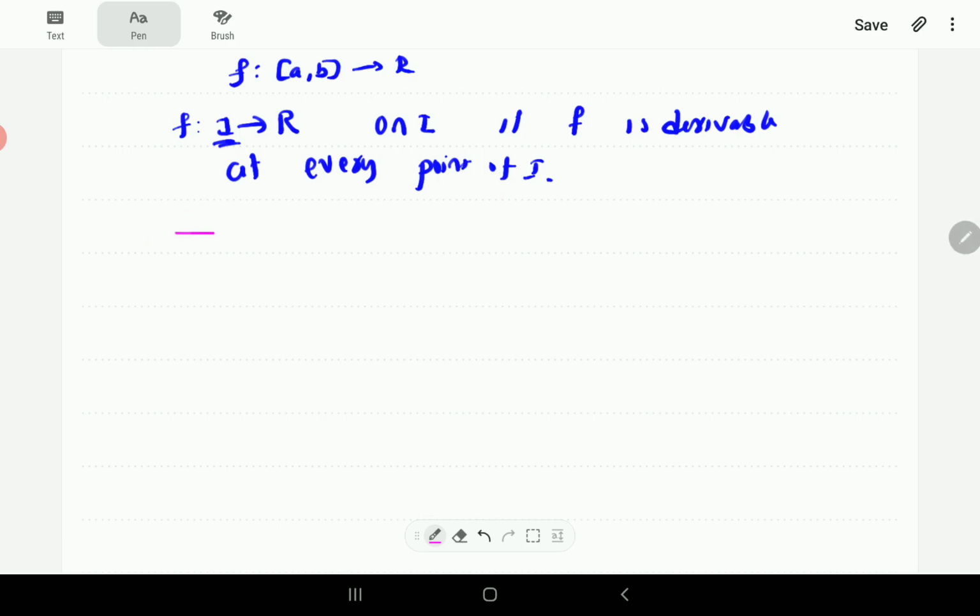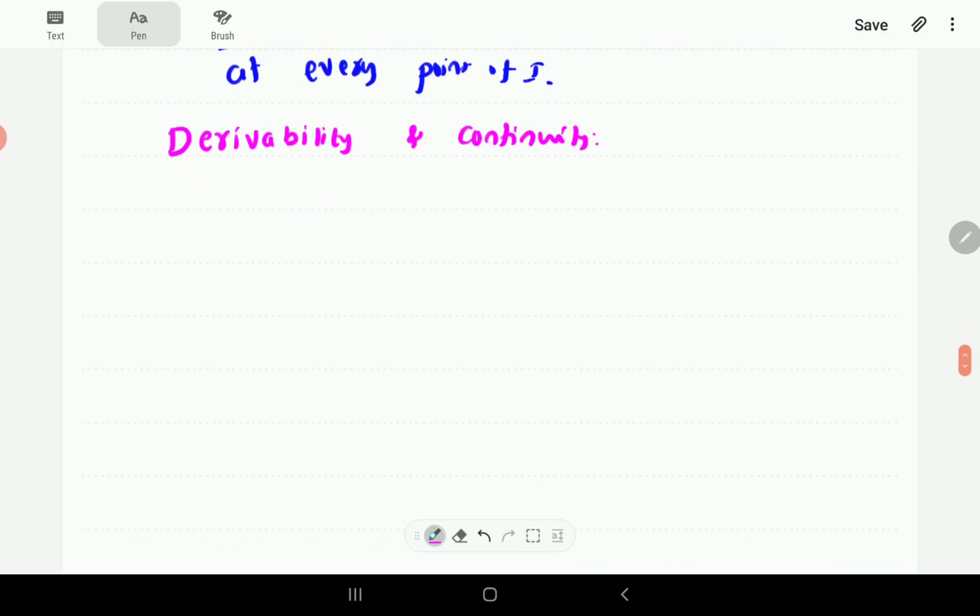Okay, what is the connection between them, whether every differentiable function is continuous or every continuous function is differentiable, which one is true, which converse is not true, all this discussion we will see here. So for this we will first try to understand one basic important theorem. It actually connects both the properties.